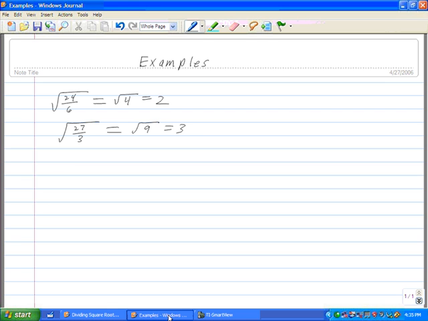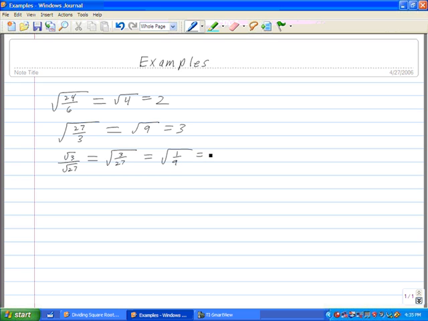If I had the square root of 3 over the square root of 27, I can't reduce in this form, so I need to turn it back into a square root of 3/27. Now that's something I can reduce. This becomes a 1/9. And you notice this one is almost mimicking the last problem.